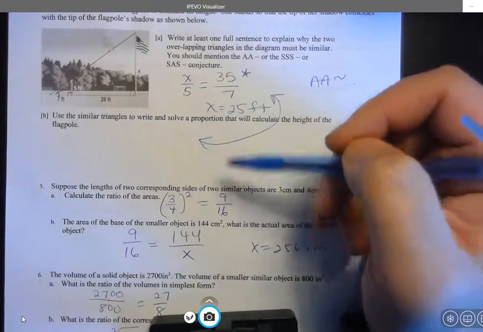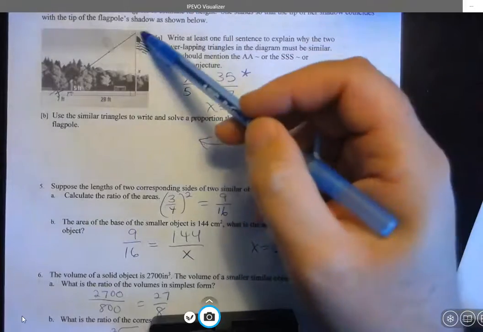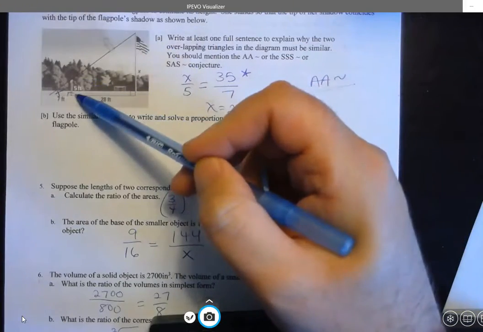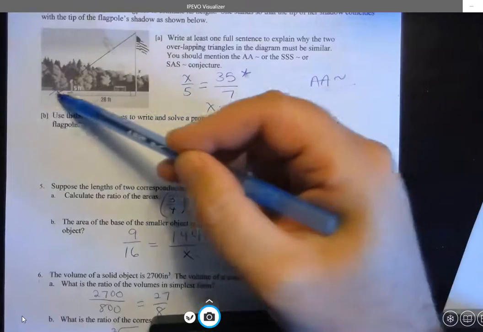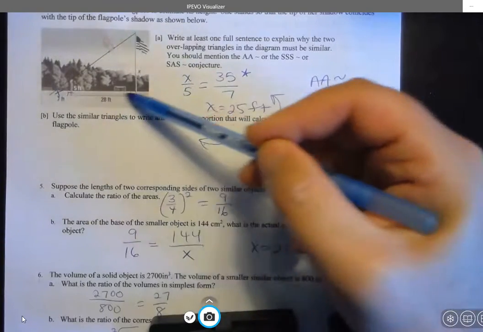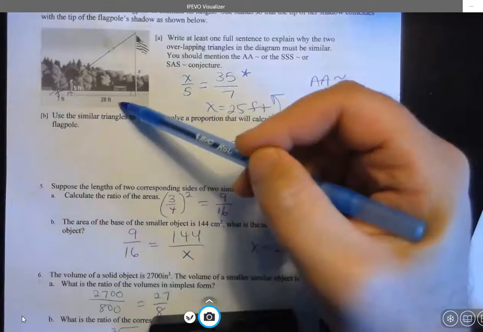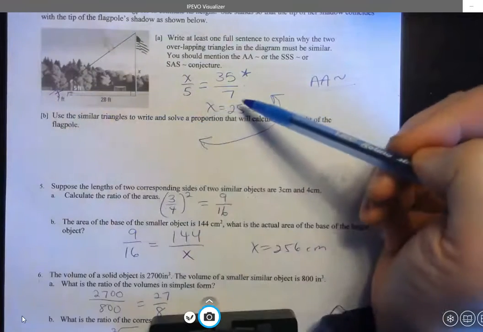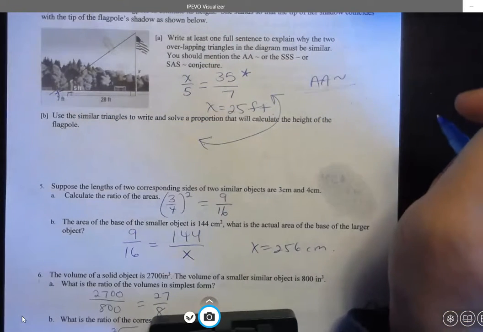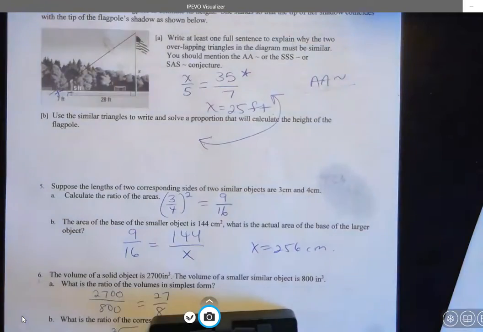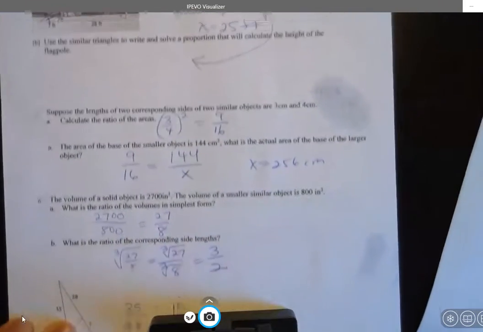Now this messed some people up. So the x corresponds to the 5 in the big triangle to small. Now in the big triangle, the side 35, 7 plus 28, corresponds to the 7. You can only compare parts of triangles. Really important.